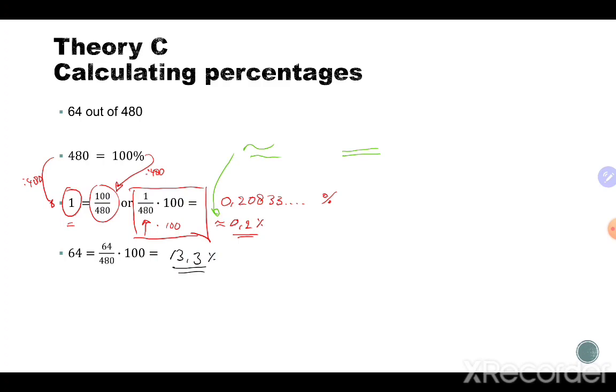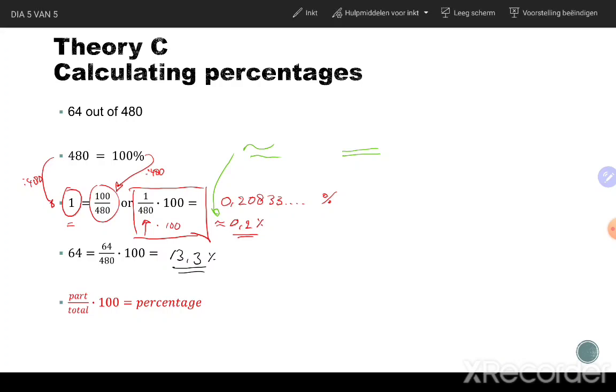Now, the general formula to say if you want to have kind of exercise like a part of the total, I just say we get the part, we just divide it with the total and then multiply with 100%, and then you get your percentage. Yeah, so 64 out of 480, you just do 64 divided with 480 and then multiply with 100.